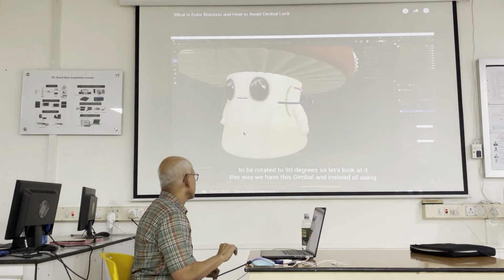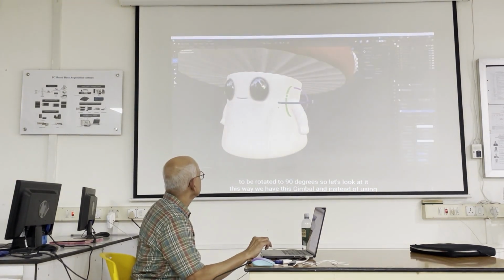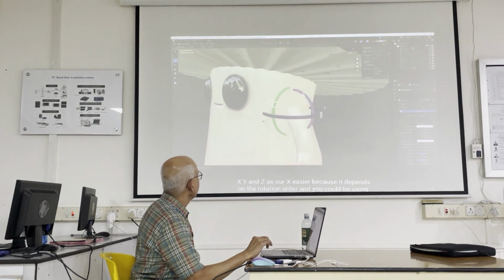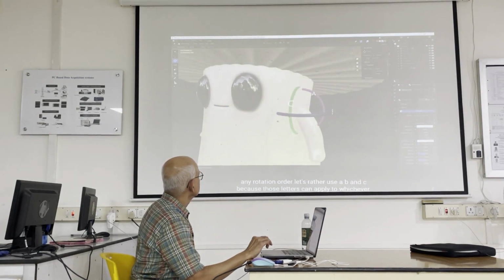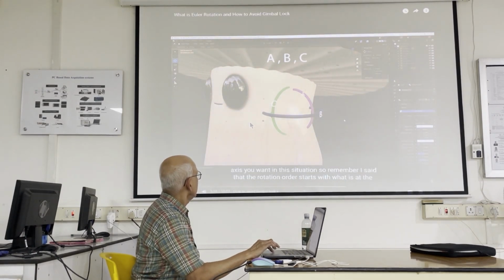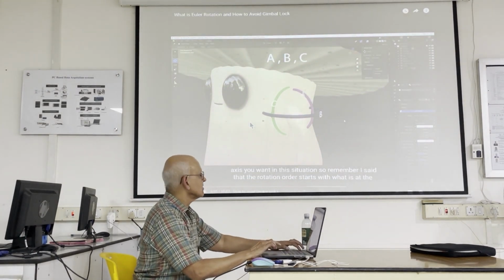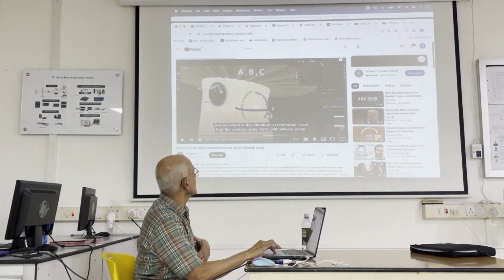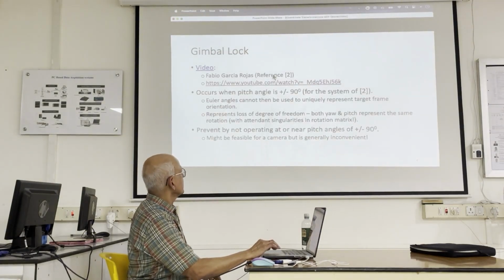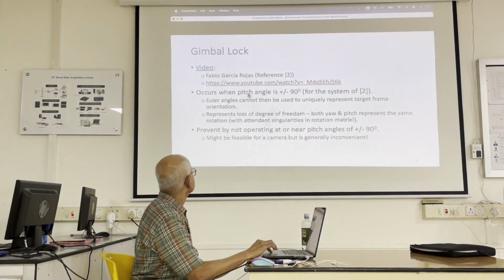So let's look at it this way. We have this gimbal, and instead of using X, Y, and Z as our axes here, because it depends on the rotation order, and you could be using any rotation order, let's rather use A, B, and C, because those letters can apply to whichever axis you want. I think we got the idea. We don't need to go through the rest of it. You can be watching on your own. So that's another gimbal lock description. There are many of them on the internet.